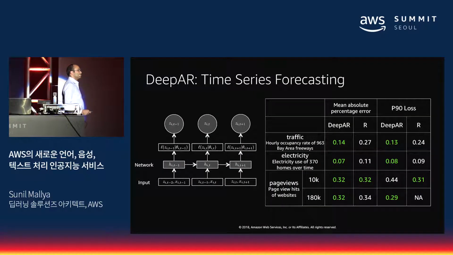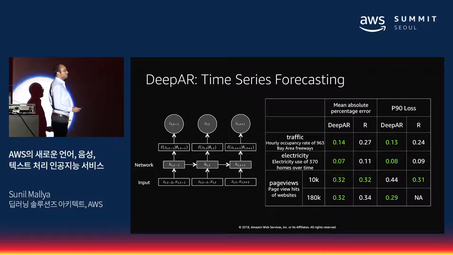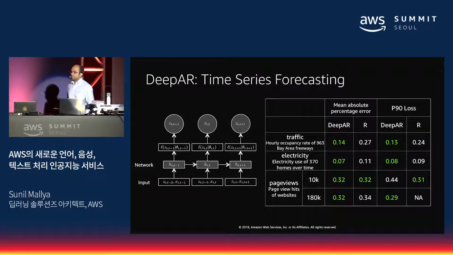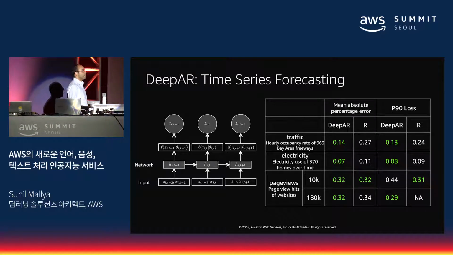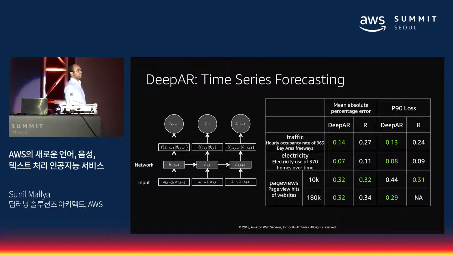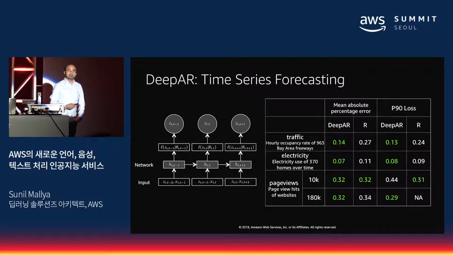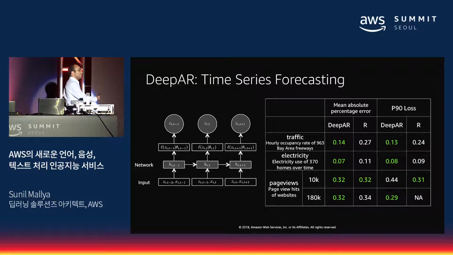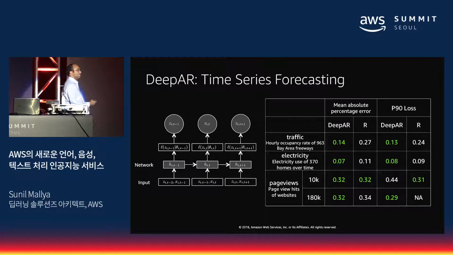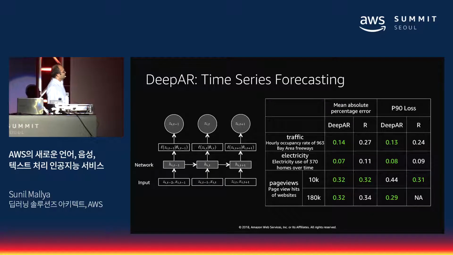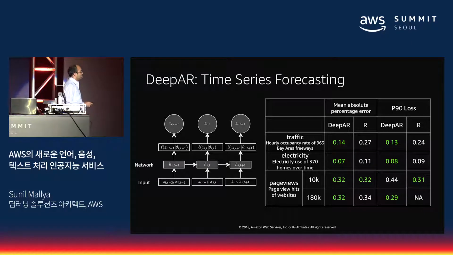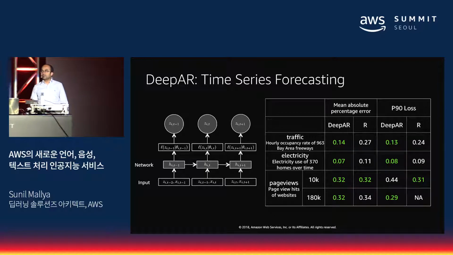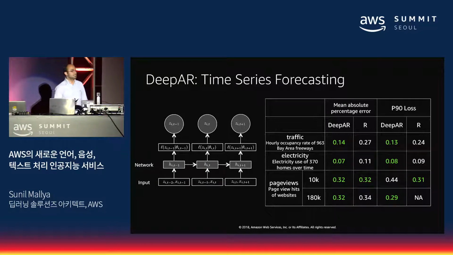We also bring the latest and greatest of algorithms, making them available in SageMaker. So this is DeepAR, deep autoregressive for time series-based forecasting. This is internally used at Amazon.com, where we use this to forecast the sales for a particular item. In these examples, we've done electricity forecasting or traffic forecasting or page views. So there are a lot of applications that you can use this for.